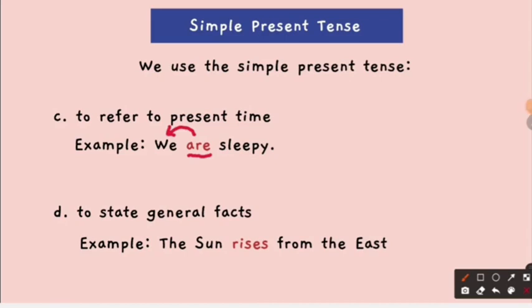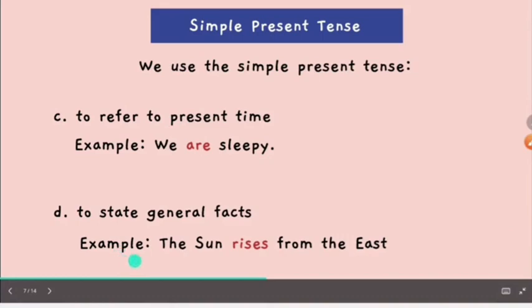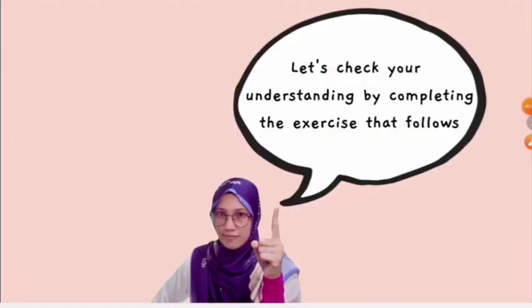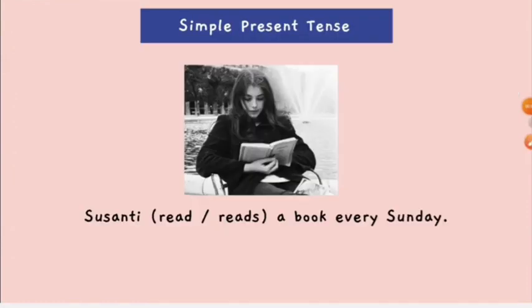Last but not least, the simple present tense is also used to state general facts. For example, the sun rises from the east. Let's check your understanding by completing the exercise that follows. Look at the sentence and choose the best answer.